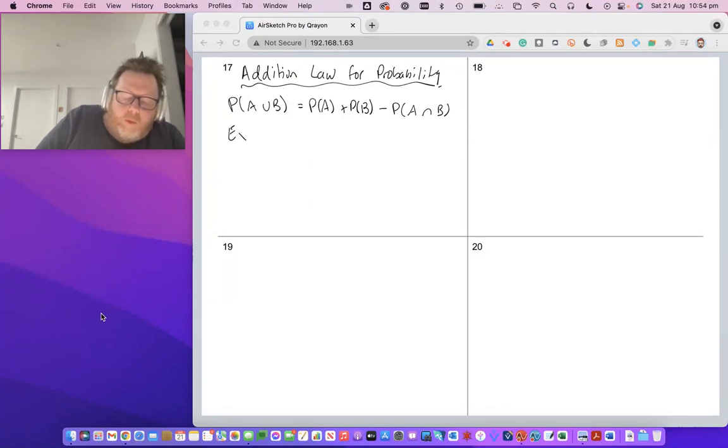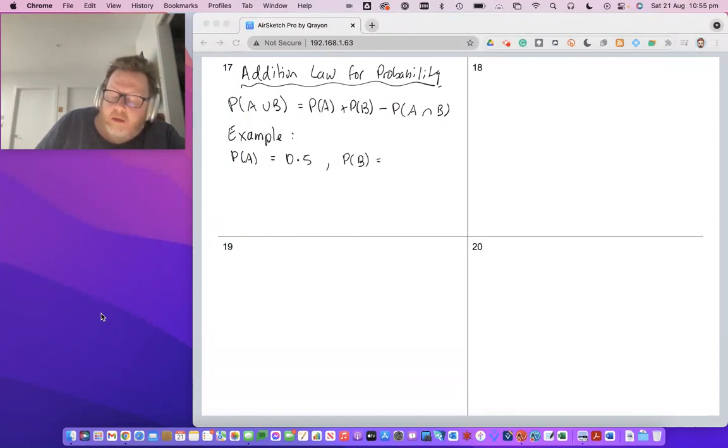Here's an example where you might be just given a probability calculation to do. You might be told the probability of A is equal to 0.5. I'm making this up as I go along, so wish me luck. The probability of B is 0.7, and the probability of A union B is equal to 0.8. And the question might be, what's the probability of A intersect B?